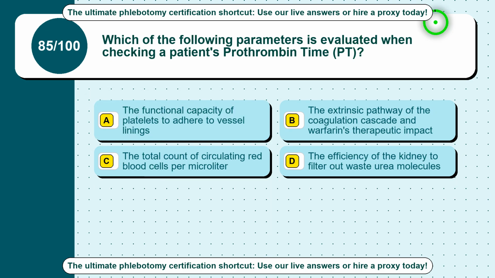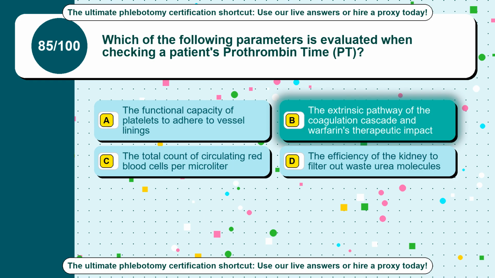Question 85. Which of the following parameters is evaluated when checking a patient's prothrombin time? Option A, the functional capacity of platelets to adhere to vessel linings. Option B, the extrinsic pathway of the coagulation cascade and warfarin's therapeutic impact. Option C, the total count of circulating red blood cells per microliter. Option D, the efficiency of the kidney to filter out waste urea molecules.